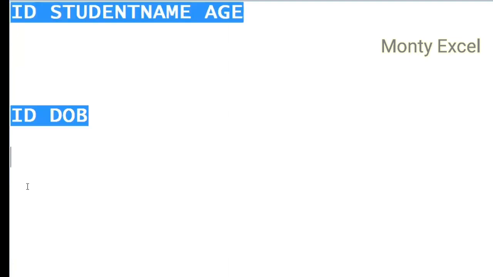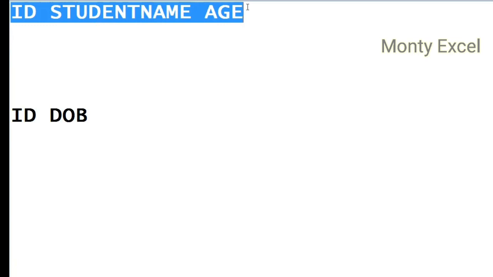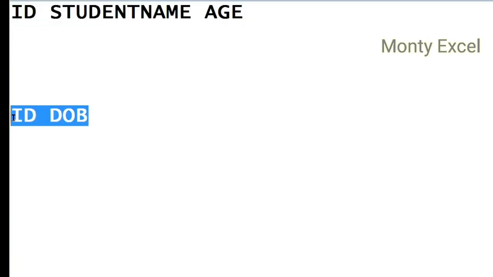If you look at these two typical tables, one table is talking about ID, student name, and age. What if I want to ask the first table, can you please tell me the date of birth of this student? I don't have an answer. For that, I need to go to the second table. Can you please tell me the date of birth of some person? That person's name does not exist here. So this is a problem when you are creating different tables.